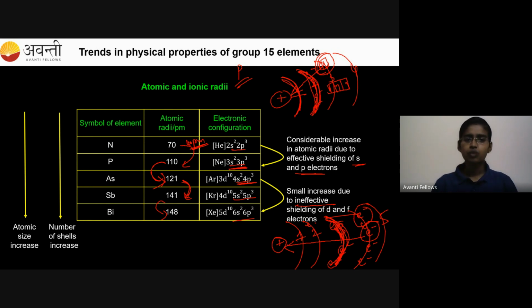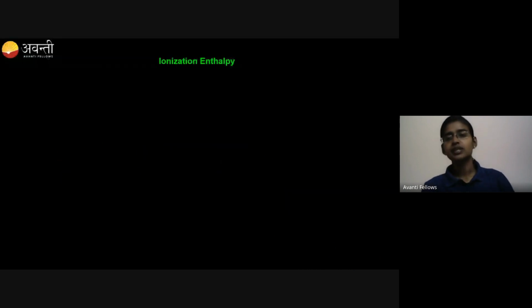The trend is, on moving down the group, atomic size increases. Okay, that is the trend. Fine. Next, I'll go with the ionization enthalpy. The second physical property is ionization enthalpy.